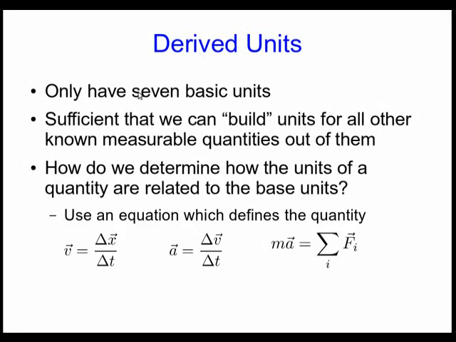So we only have 7 basic units, but they're enough. There are a lot more than 7 types of things that can be measured, but these 7 basic units are enough to build the units for all the other known measurable quantities. Maybe someday we'll find some other basic units that we need, but at the moment we know 7.